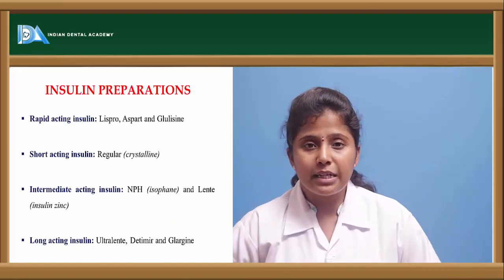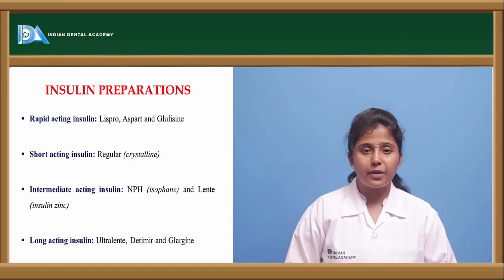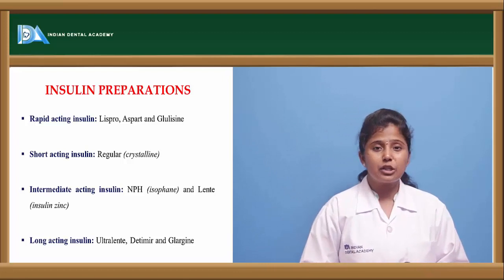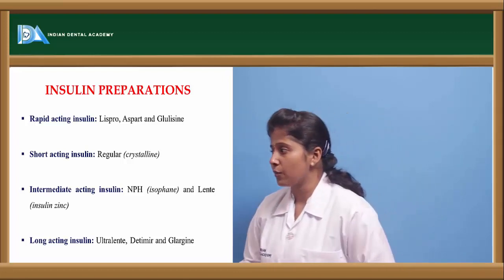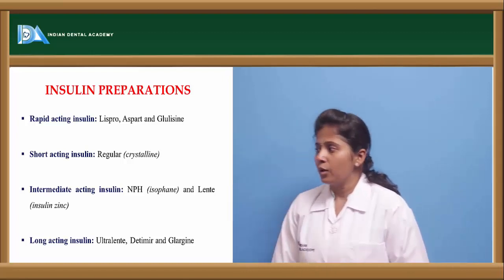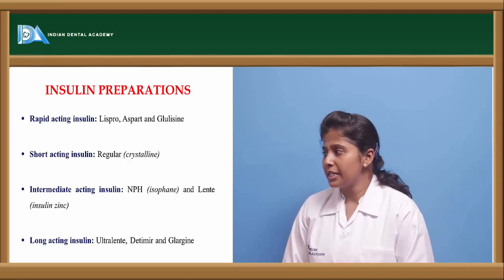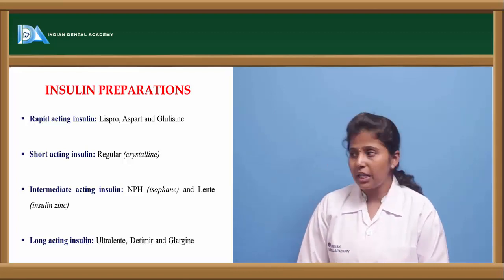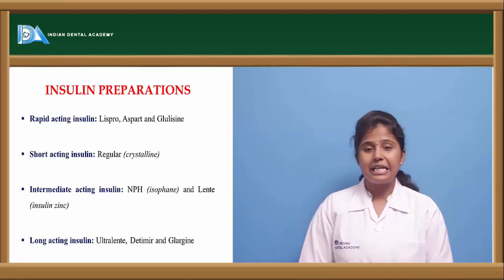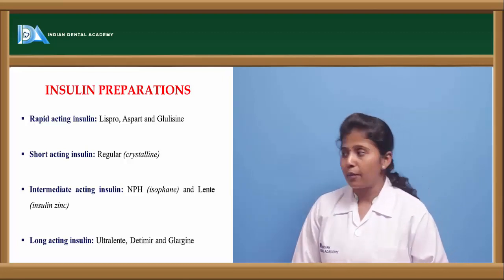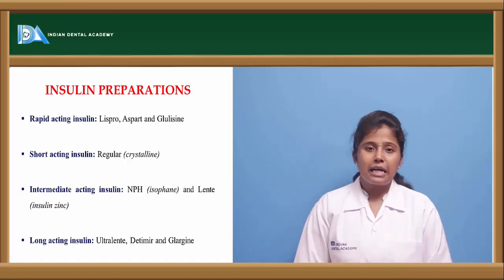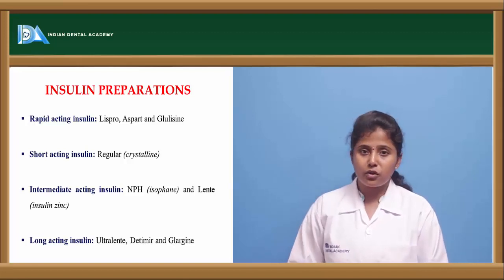What are the various insulin preparations? There are various insulin preparations available in the market: rapid acting, short acting, intermediate acting and long acting. Rapid acting insulin preparations are Lispro, Aspart and Glulisine. Short acting insulin includes regular insulin, which is in crystalline form. Intermediate acting insulin includes NPH, that is isophane, and lente insulin, in the zinc form. Long acting insulin includes ultralente, detemir as well as glargine. These are the marketed formulations of insulin.